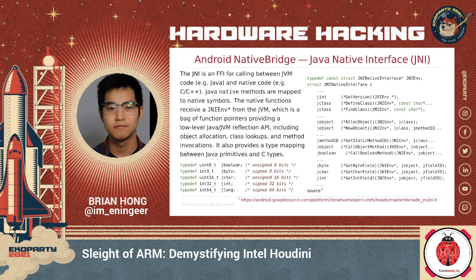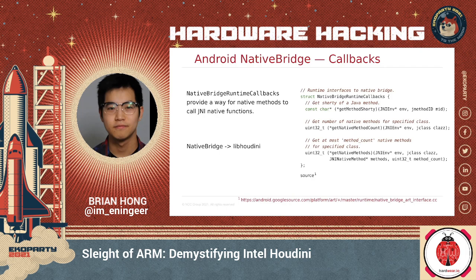So back to the Native Bridge callback interfaces. The first one was called Native Bridge Runtime Callbacks, and it's passed from our Native Bridge on the Android side to libhoudini, so that libhoudini can call other native functions in Native Bridge on the Android side. And it's just simple. It's three things: get method shorty, get native method count, get native methods. And that is, I think, from the Android source.